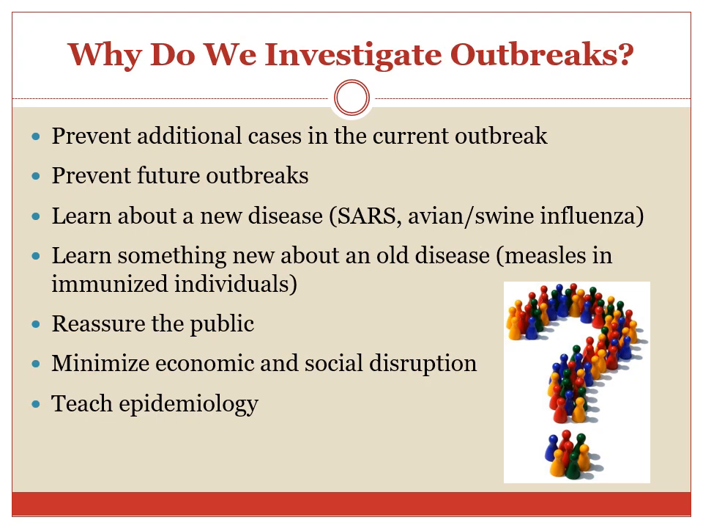Why do we investigate outbreaks? We investigate outbreaks in order to prevent additional cases in the current outbreak. We want to stop the current outbreak, and we want also to prevent future outbreaks. But we also are able to learn about a new disease such as SARS or avian influenza or COVID-19. We also learn something new about an old disease like measles in immunized individuals. With the new outbreaks occurring of measles in immunized population, now we know more that maybe immunization wanes with time, wanes with age, and people become susceptible to measles once again in adulthood.